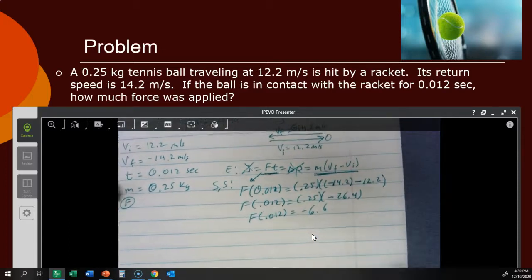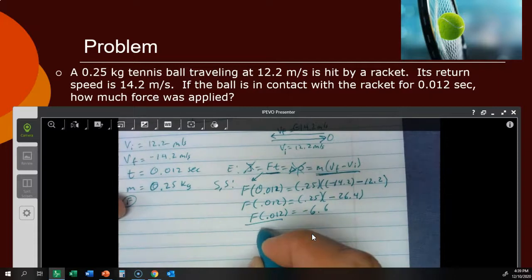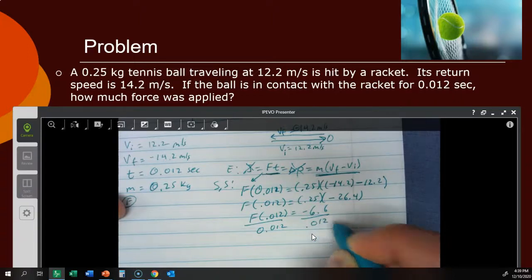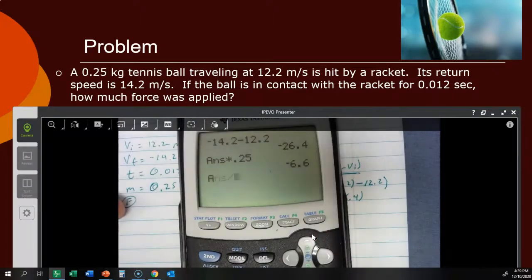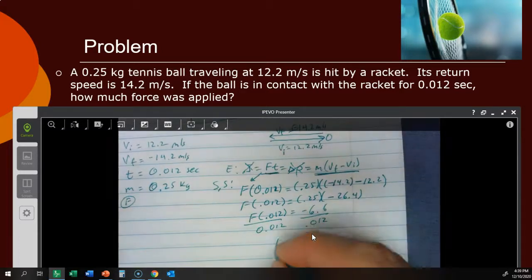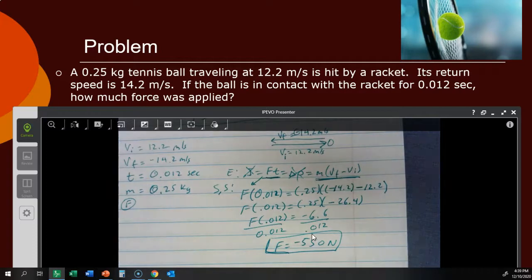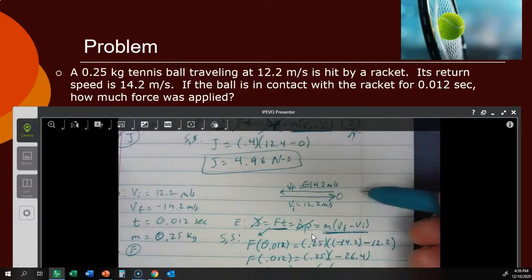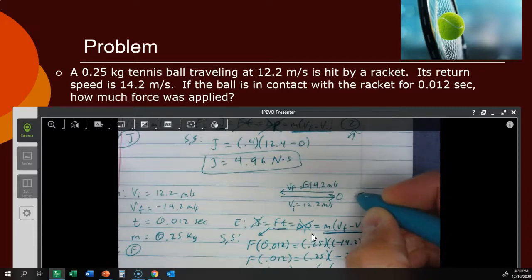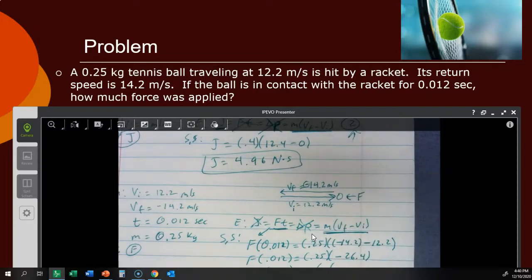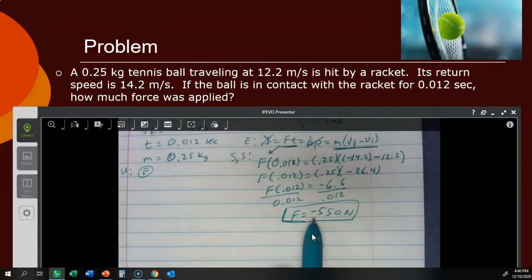And now what's left to do to solve for F is to divide by the time, 0.012. And we get negative 550. Now let's ask ourselves, is it okay that we got a negative force? Well, yes, it is. Force has a direction, remember? And if the ball is going to go back to the left, the force that caused it to change its momentum had to be applied leftward, to the left. So since the force had to be applied to the left, we should expect to get a negative force, and we did.